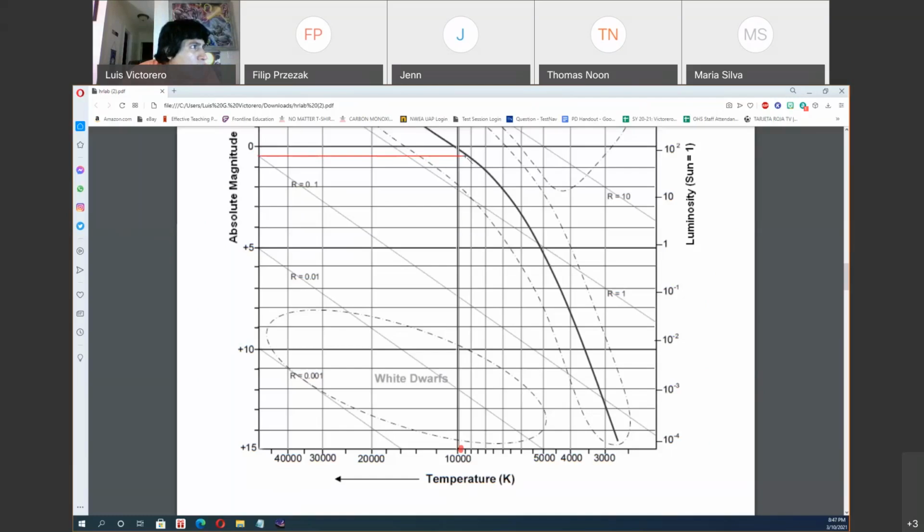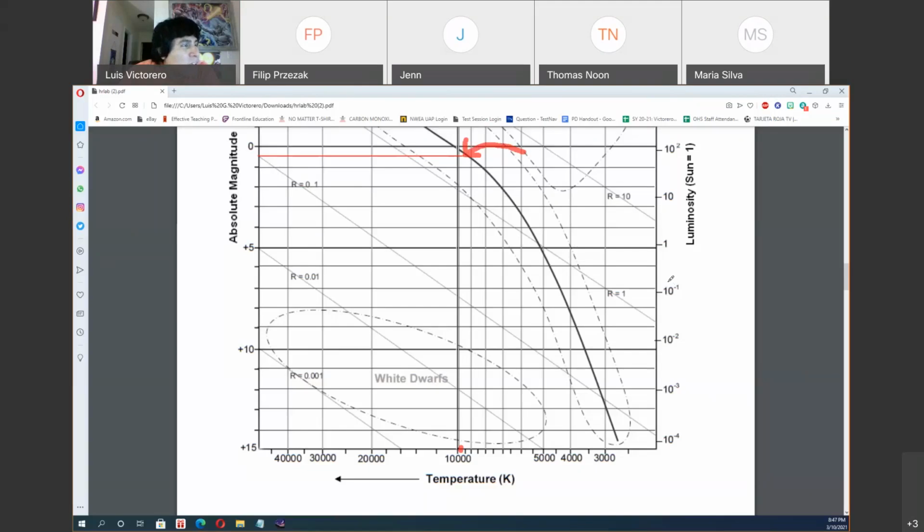Straight there. So my star Vega is located at that point there. All right, so that's where Vega is. Vega is still in the main sequence. But remember, the sun is here. So Vega is more luminous, around 100 times more luminous than the sun.